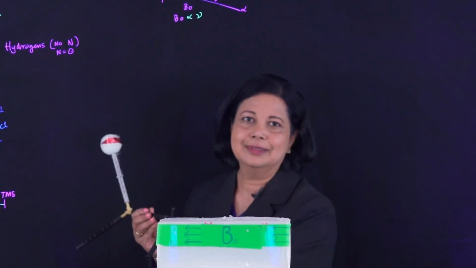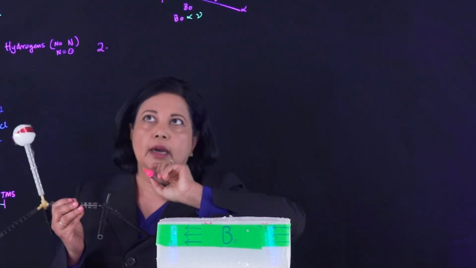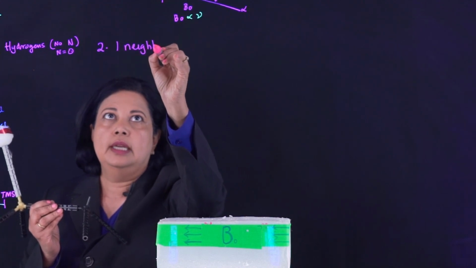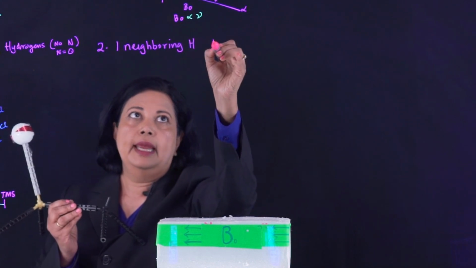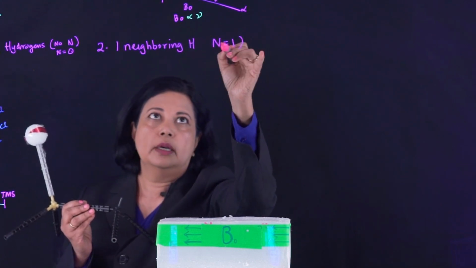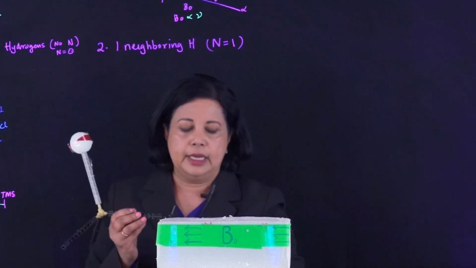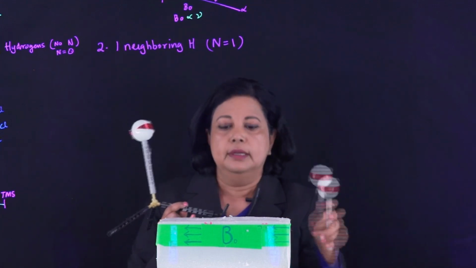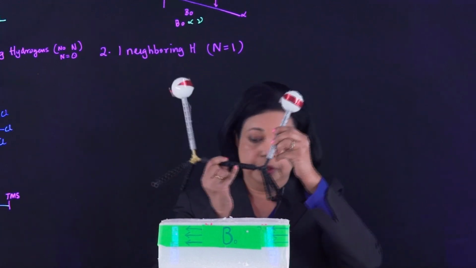Okay, let's look at another situation. One neighboring hydrogen. A neighboring hydrogen is called N. N is equal to 1. Let's look at what happens when you have a neighboring hydrogen. So as we said before, when you have hydrogens on adjacent carbons, the spins can couple. So you can have two different scenarios.